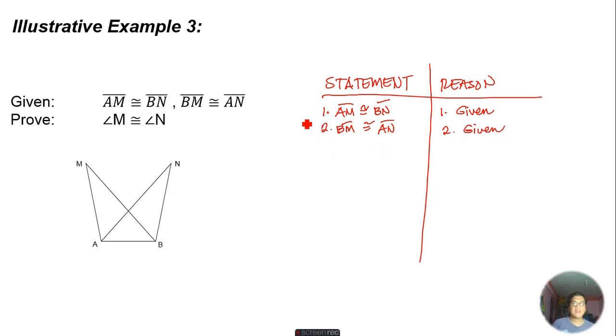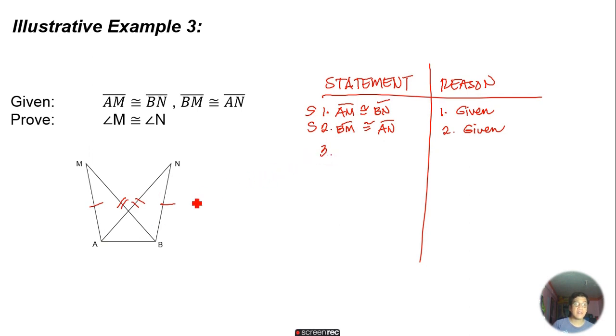Let's look at this. The figure is not marked, so we're going to mark it. This is a side, this is also a side. So, AM is congruent to BN, and then BM is congruent to AN. Now, in this case, I can see a third side that is congruent and I have a reason.